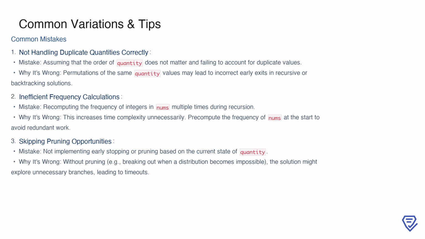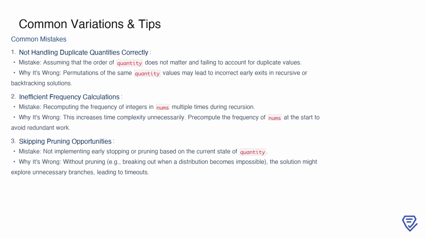First, failing to handle duplicate quantities correctly can lead to issues. For instance, if you assume the order of quantity doesn't matter, you might overlook how permutations of the same values can cause early exits in recursive or backtracking solutions. This happens because the algorithm might misjudge whether a distribution is possible.